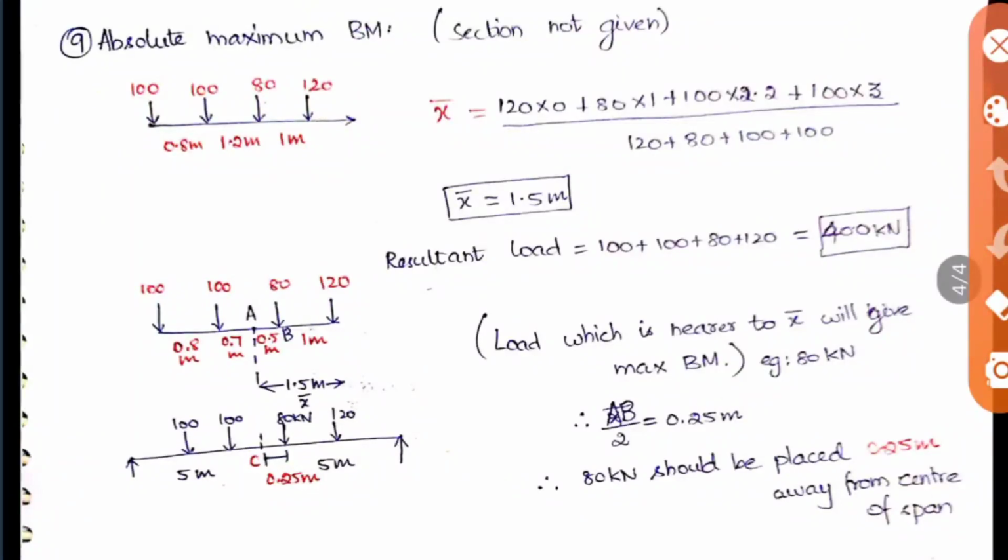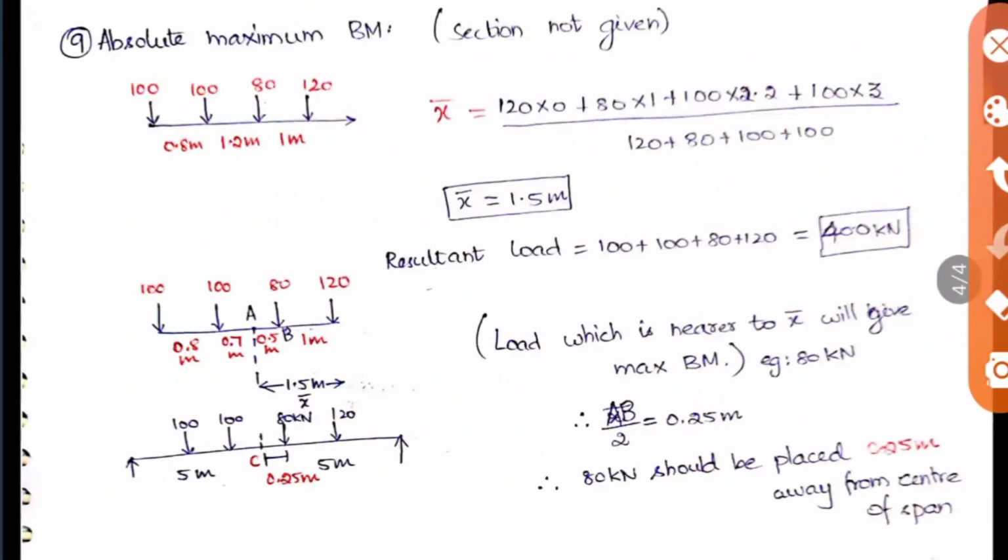So as I told you before, in some cases they won't be giving the section. So when that is the case, you have to do this method. Here a load is given, that is the rolling load of 100 kilonewton, 100 kilonewton, 80 kilonewton, 120 kilonewton, and the distance between the loads is also given there. So the first step is to find the centroid of the rolling loads.